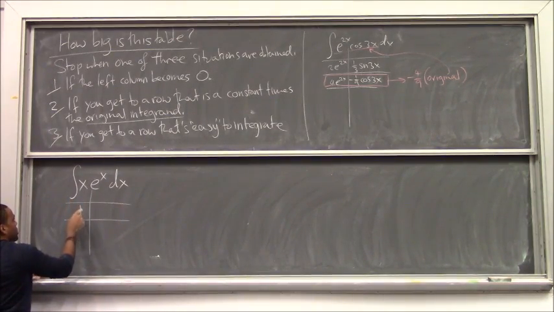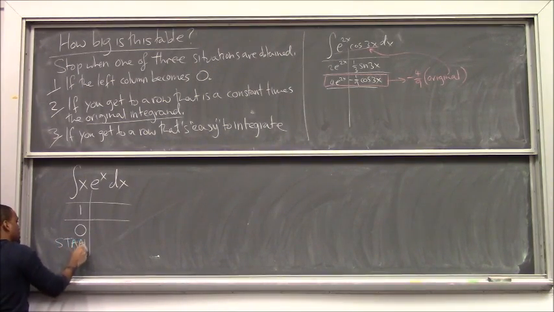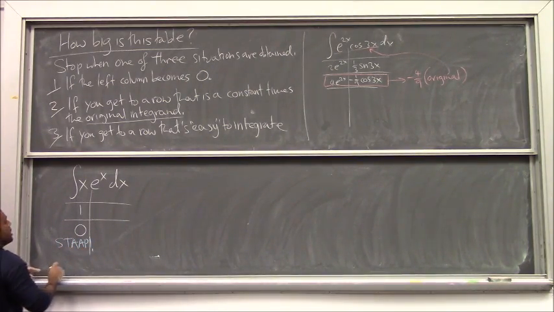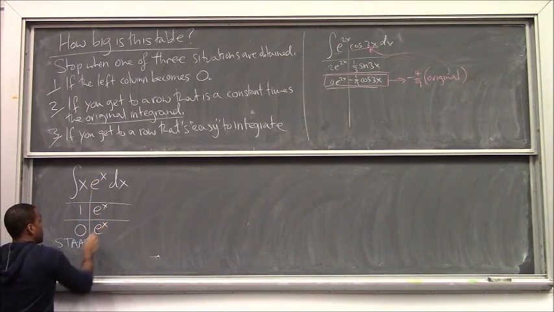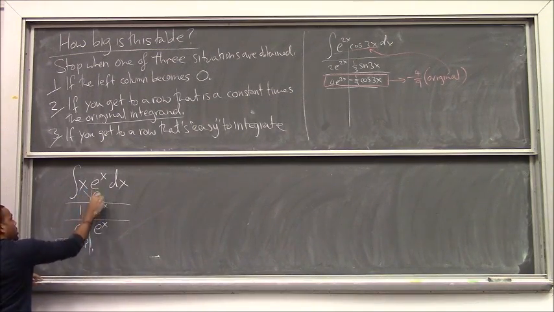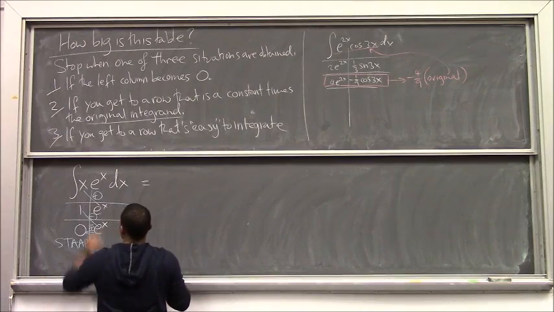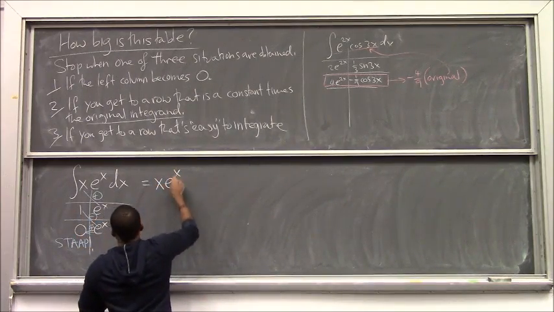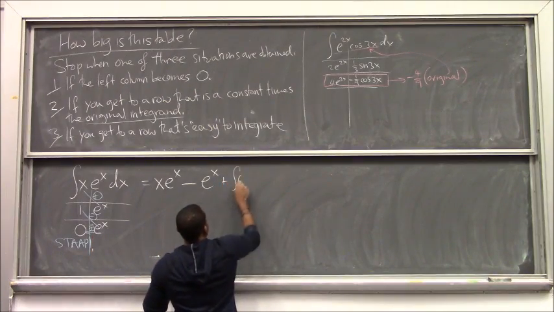Differentiate the x: 1. Differentiate the 1: 0. You see that 0. Stop. Now you're going to just integrate this guy until you get to that row. Then it's this times this plus that times that, minus this times this plus the integral, but of course that times that is the integral of 0. So this is going to be x e to the x minus e to the x plus the integral of 0.